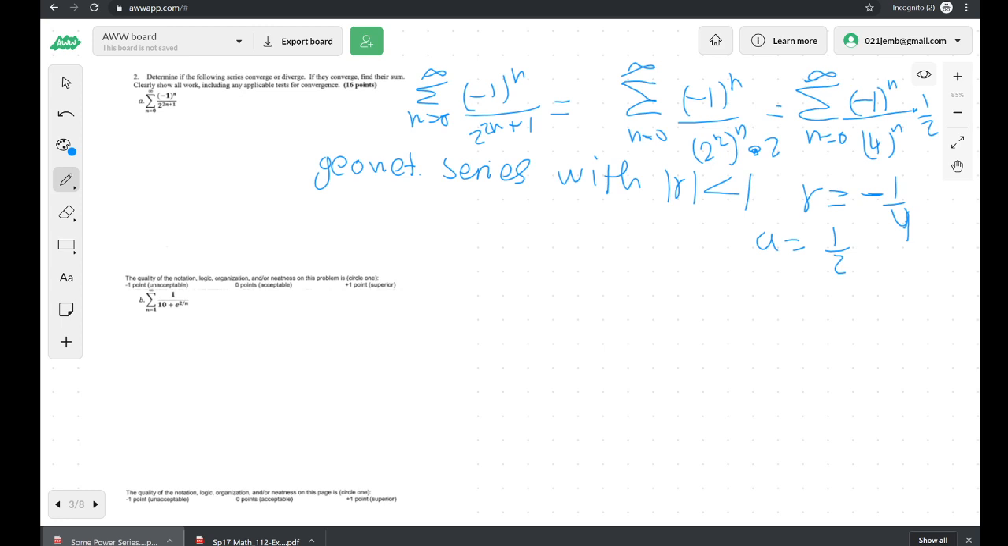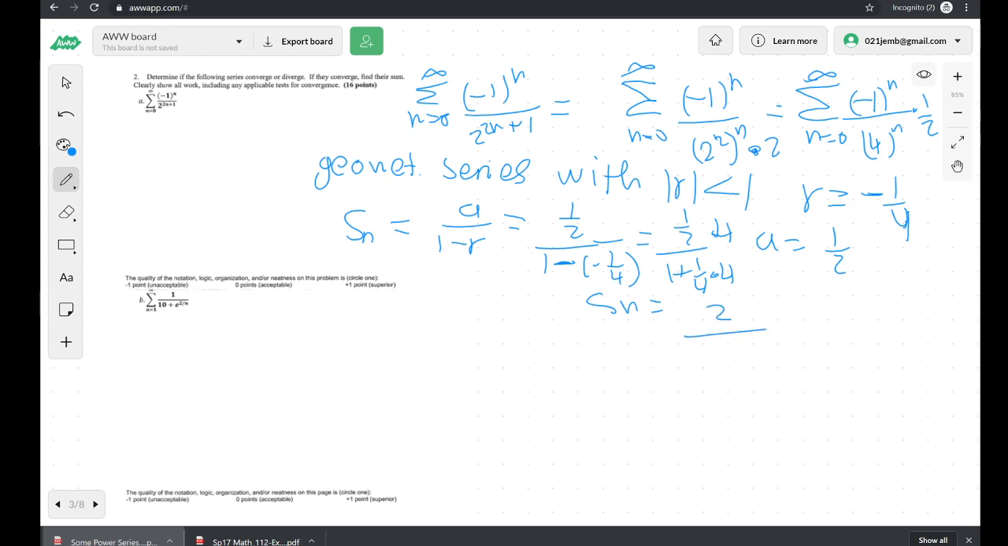So the sum converges to a divided by 1 minus r, which is 1/2 divided by 1 minus (-1/4). That's going to be 1/2 divided by 1 plus 1/4. We multiply by 4 on top and bottom, and we get that the sum is equal to 2 divided by 4 plus 1, which is 2/5.